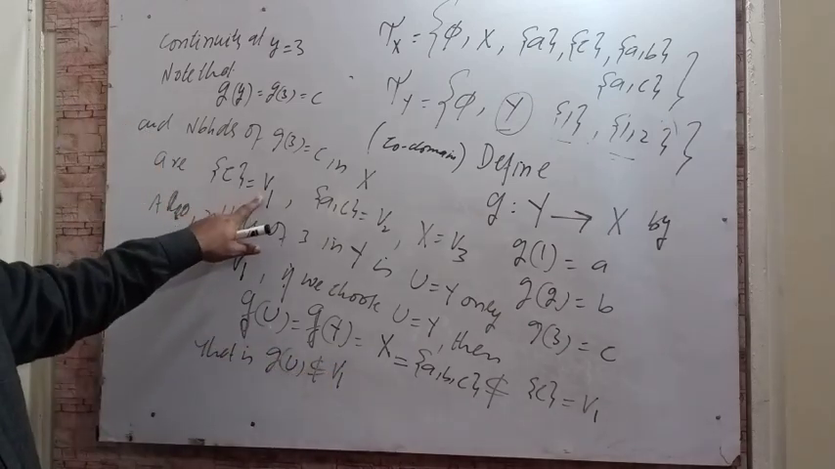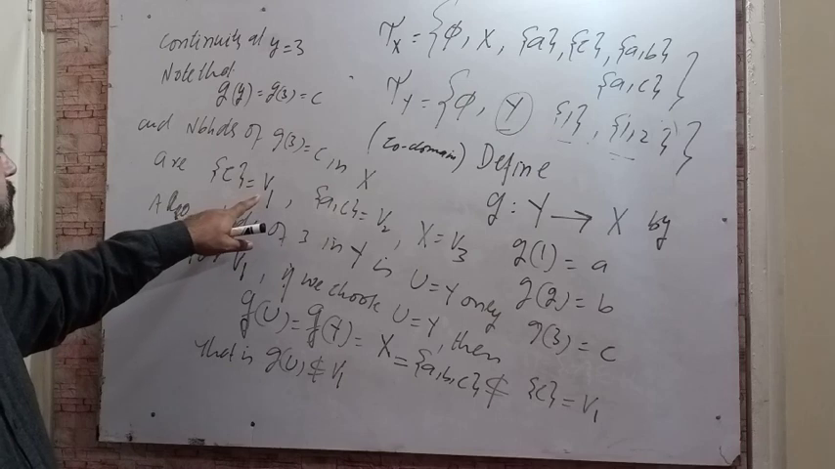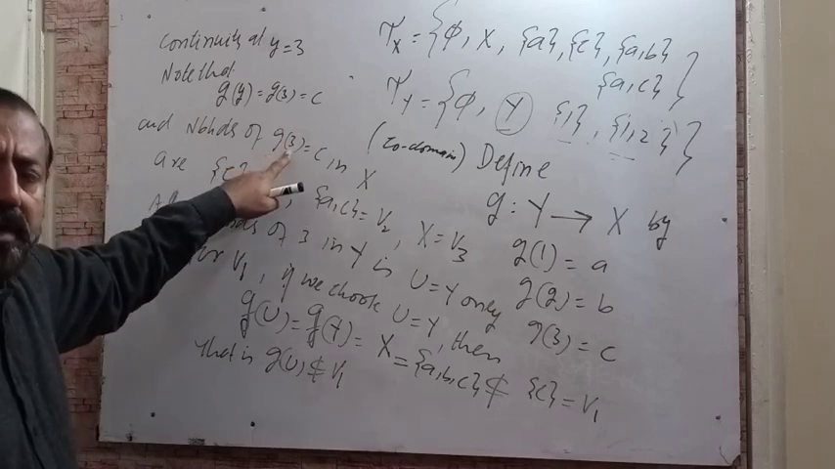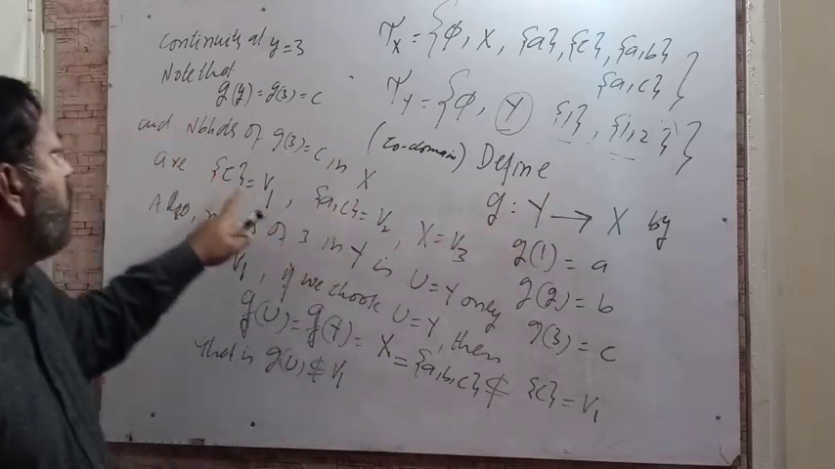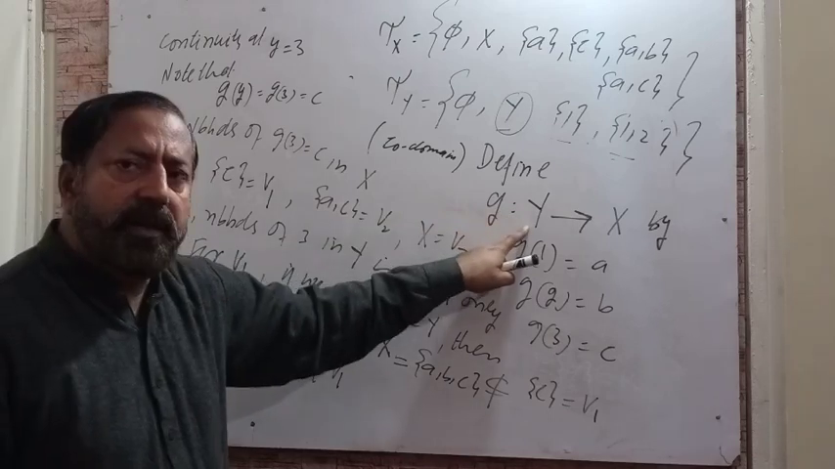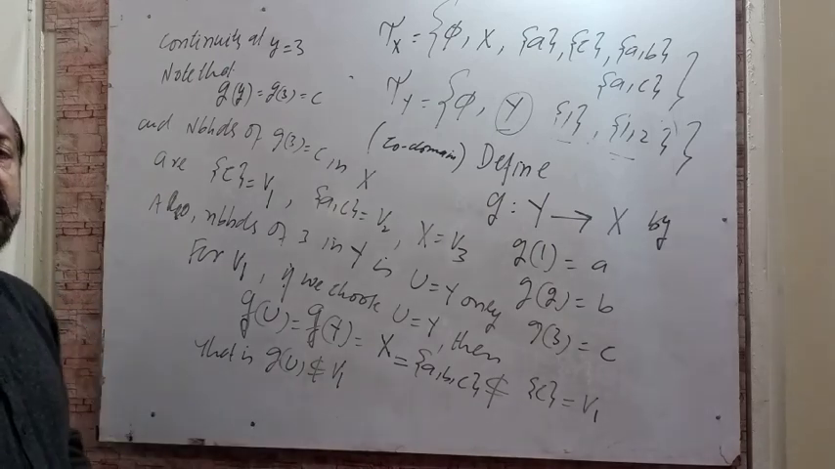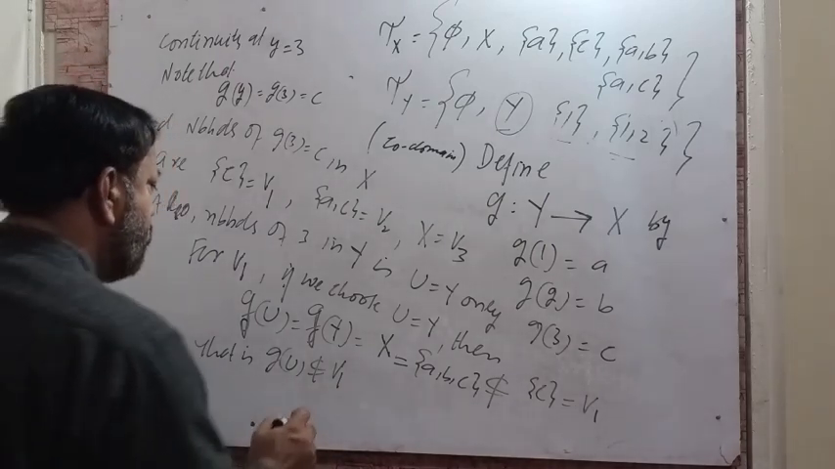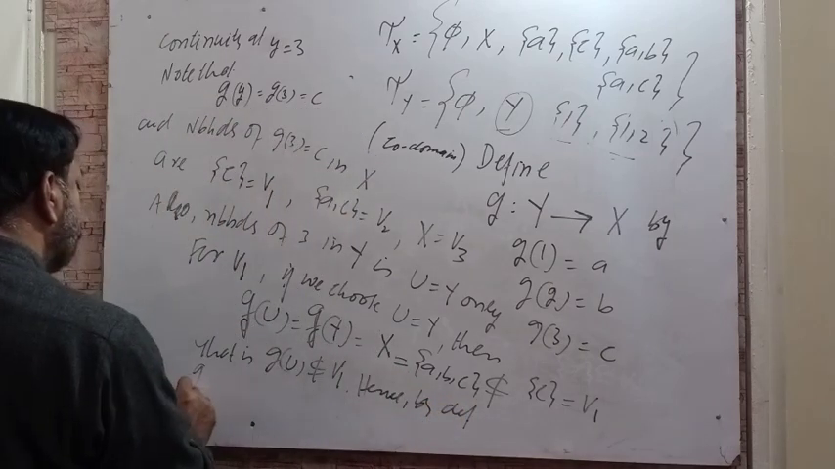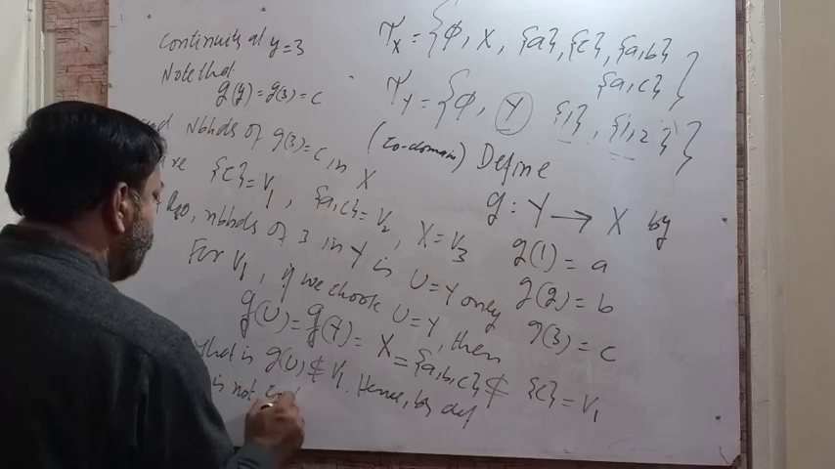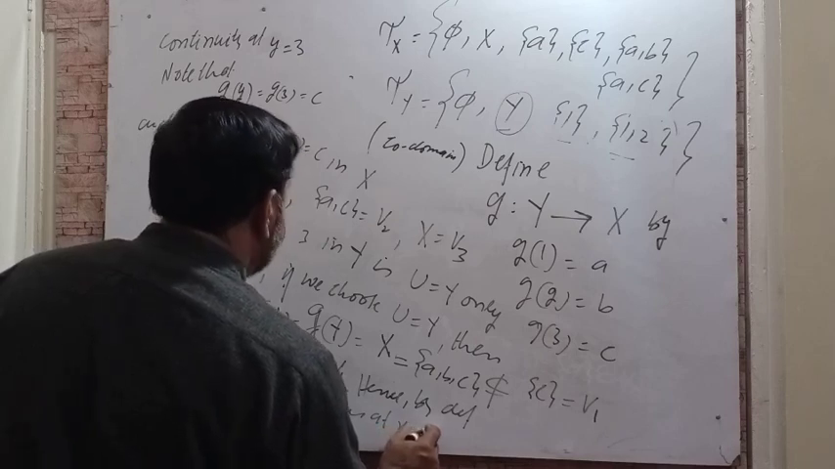So corresponding to a neighborhood v1 of g of 3, which is c, you cannot find any neighborhood of 3 in y which satisfies the definition. That's why g of u is not contained in v1, hence by definition g is not continuous at x is equal to c.